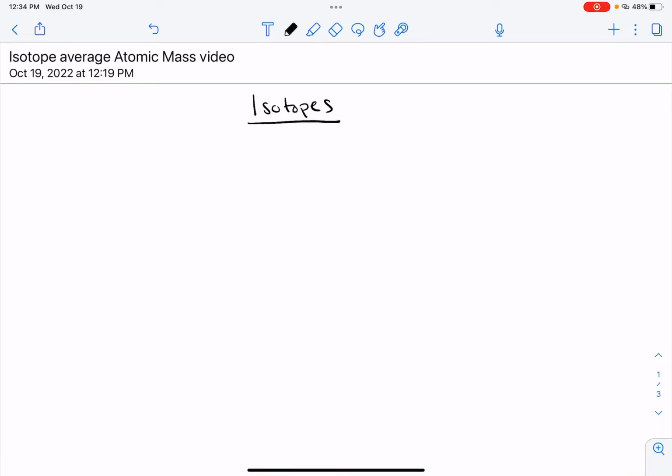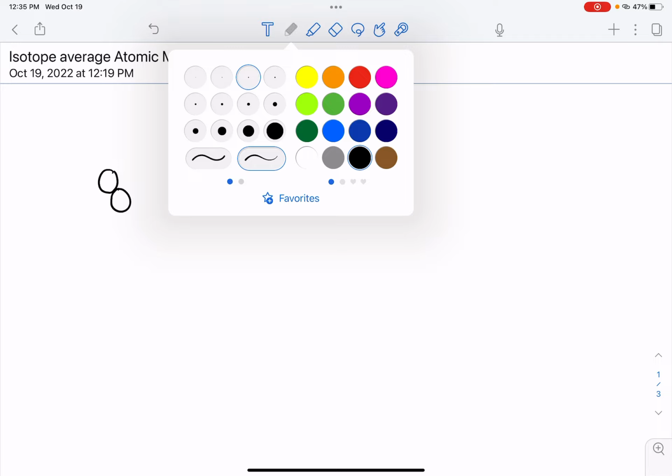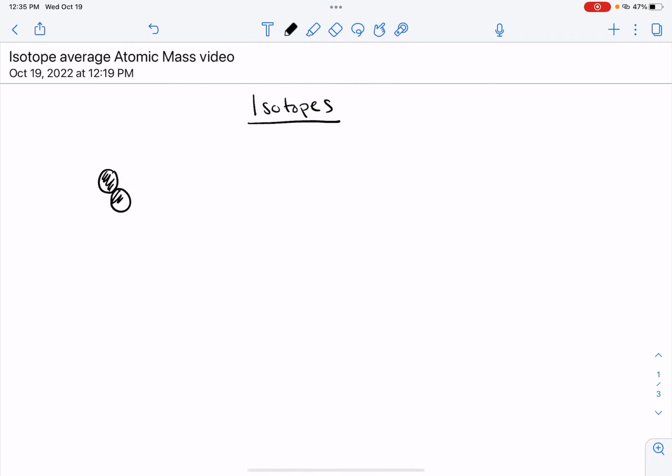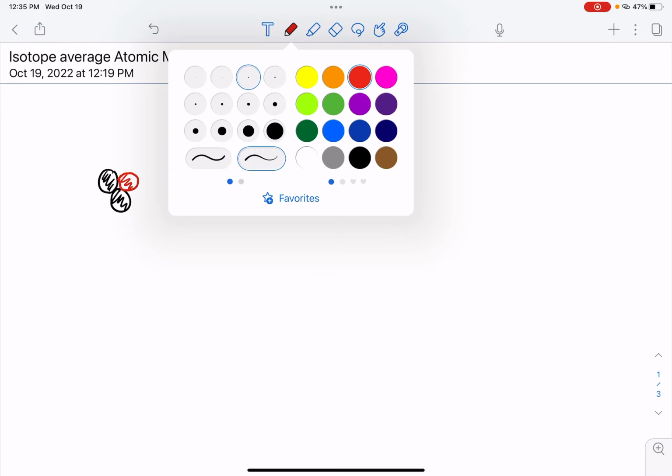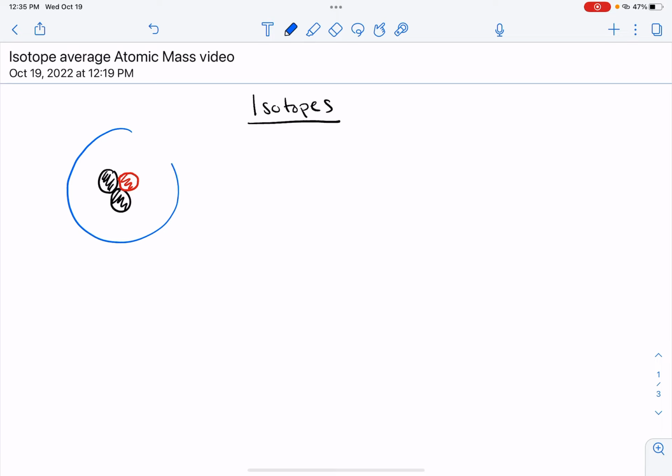Hi everybody, in this video I'm going to go over what isotopes are and how to calculate average atomic mass. So first of all, let's just consider that helium is an element that has two stable isotopes, okay? So here I'm going to use black to represent protons and red to represent neutrons and blue to represent electrons.